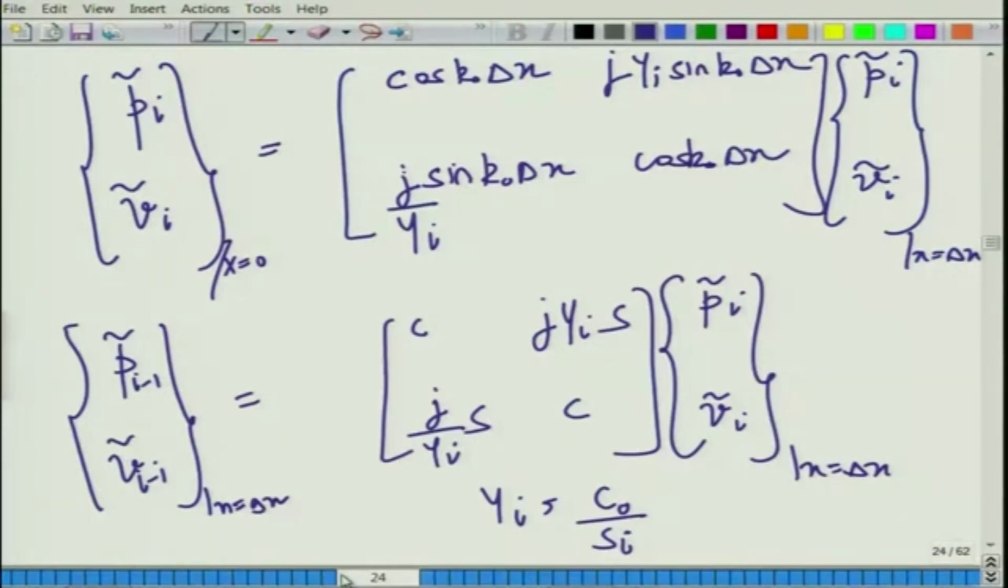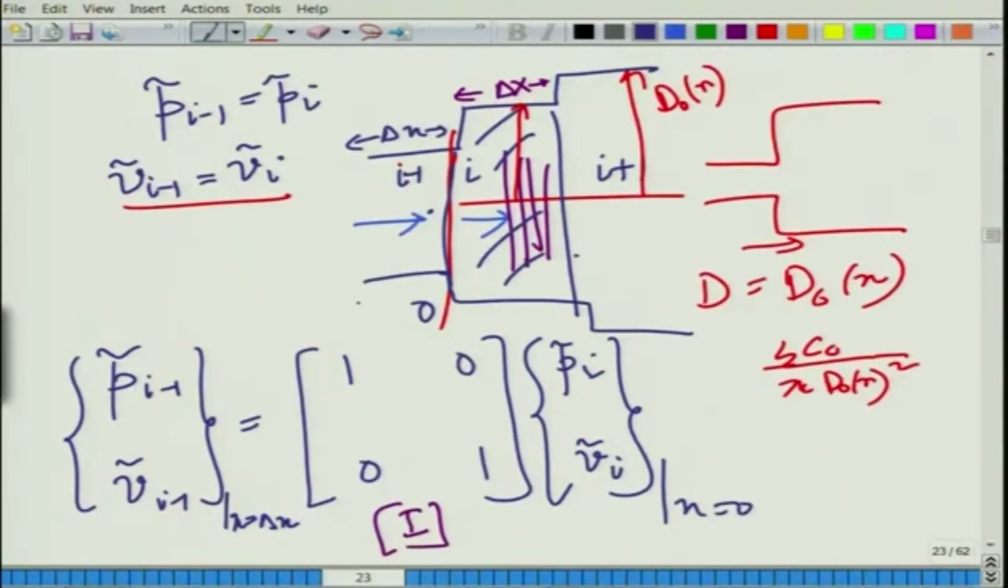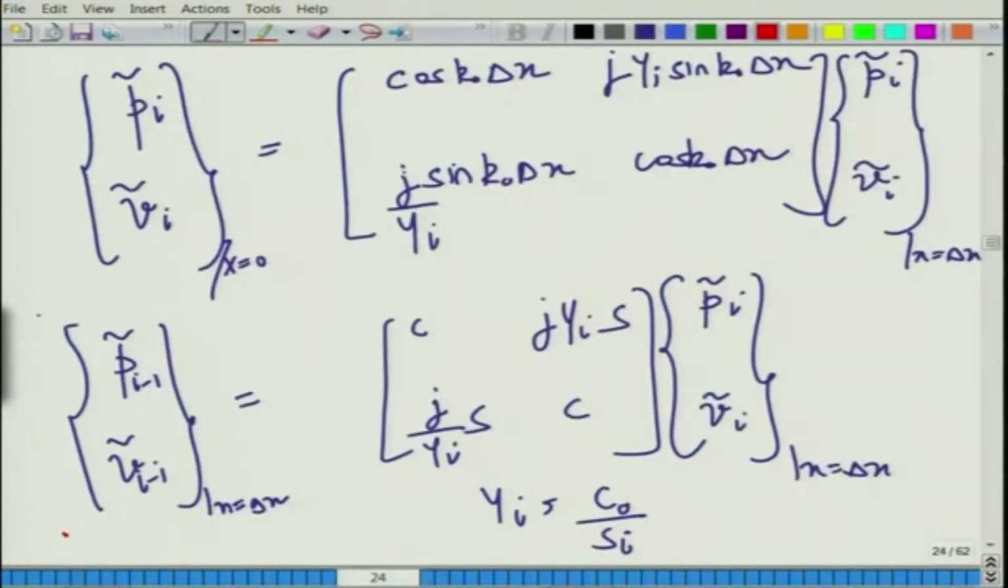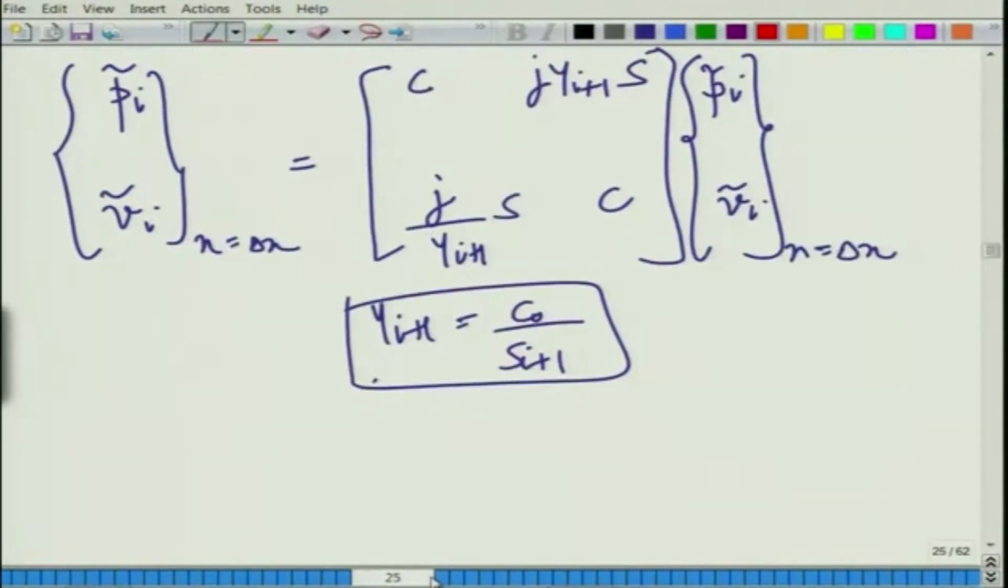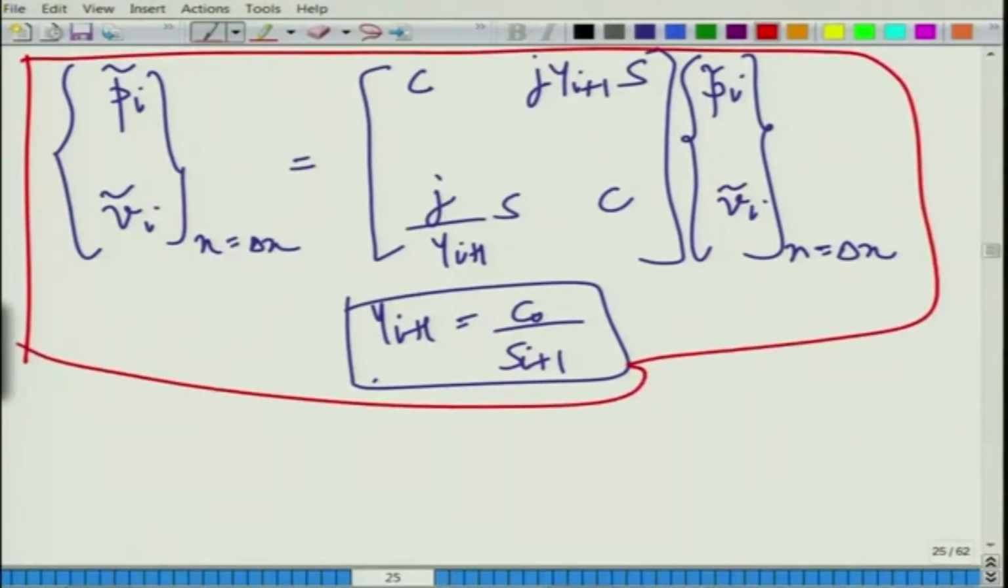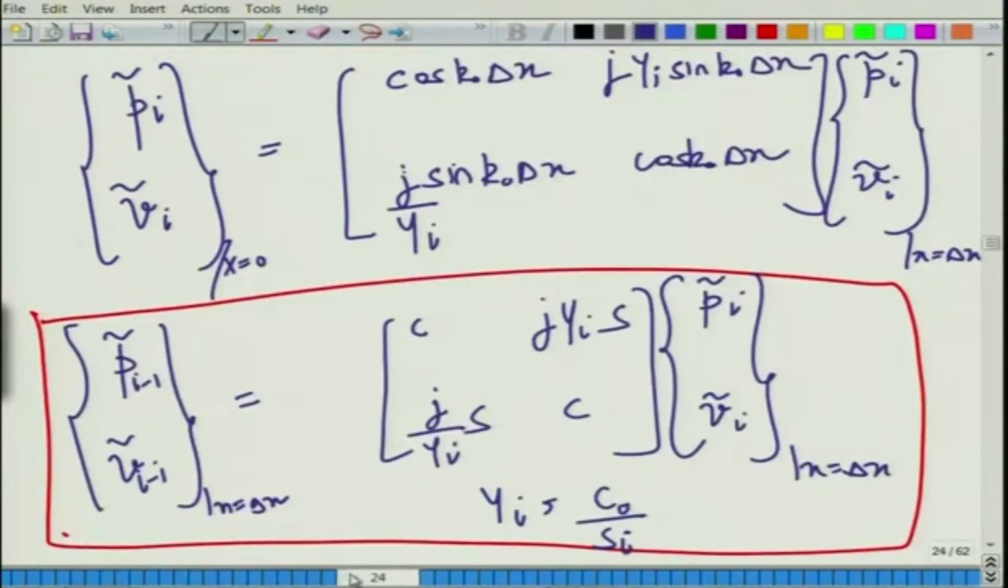So, we have the relation between P i plus 1 and V i plus 1 at x is equal to delta x here, and now we also have the relation. Now, we get this particular thing, and now we have this particular relation. This is actually i plus 1. So, I will just get rid of this, and x is equal to delta x. So, now it is just a job of multiplying. So, let me call this equation 2, and let me call this equation 1.